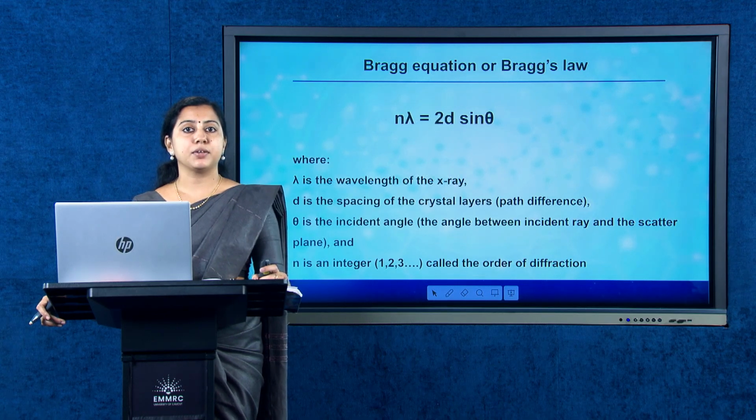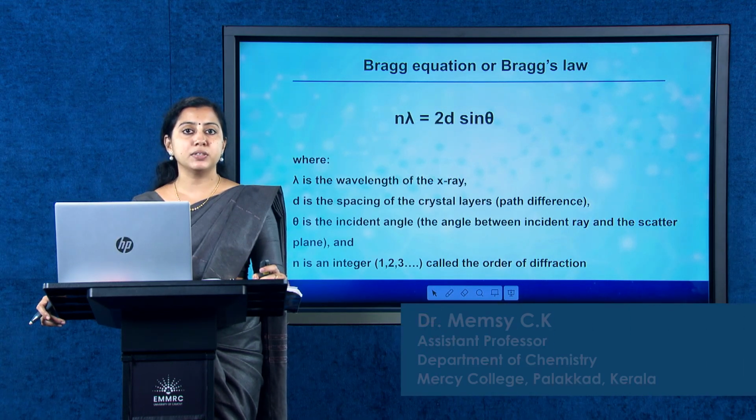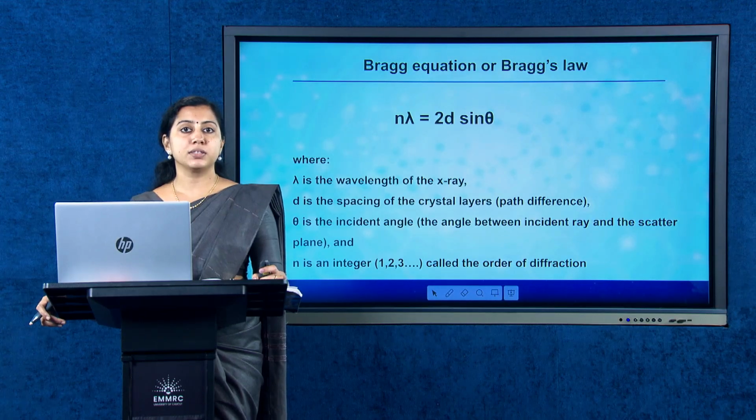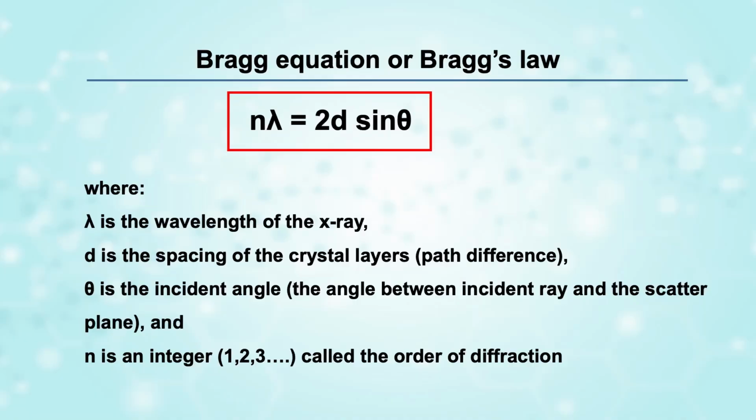In the previous class, we have seen how crystals are used as diffraction gratings for X-rays and also about Bragg's equation or Bragg's law, which is given by n lambda equals 2d sin theta, where lambda is the wavelength of the X-ray, d is the spacing between the adjacent lattice planes, theta is the incident angle, which is the angle between the incident ray and the scattered plane, and n is an integer where n equals 1, 2, 3, etc., which is also called the order of diffraction.